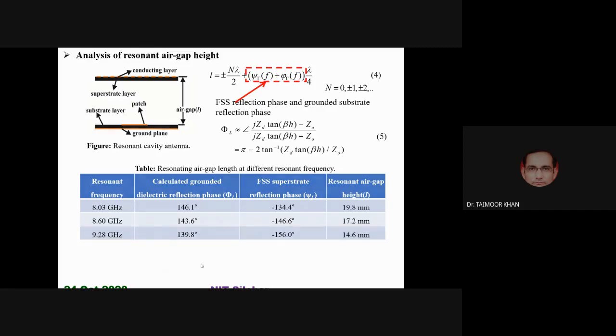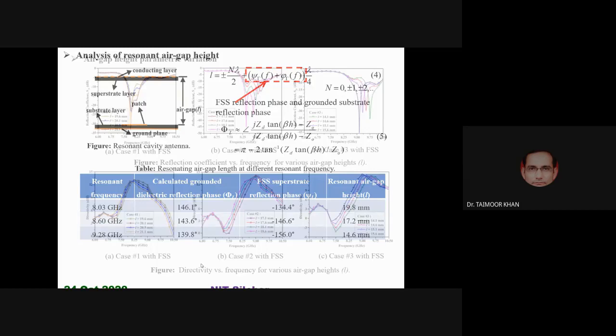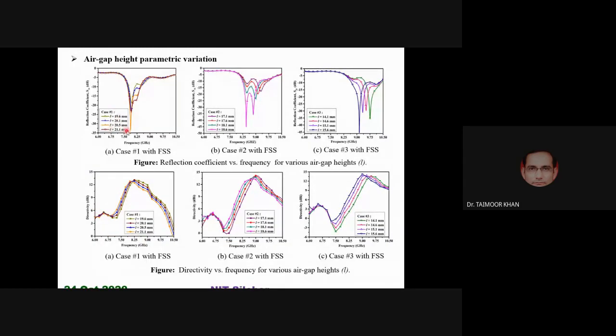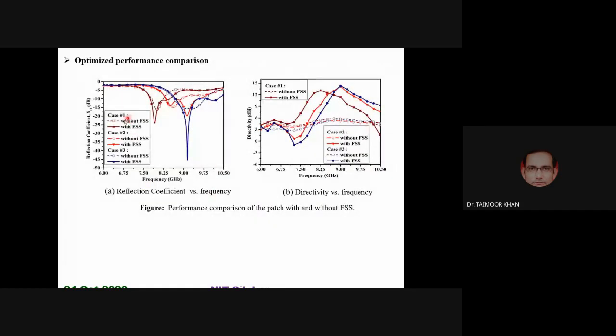Finally, case one, case two, case three: a deep analysis in terms of variations in the length, and the same kind of variation in case one with FSS, case two with FSS, case three with FSS, and ultimately the directivity comparison. Here are the reflection coefficient variations in case one, case two, case three with FSS, and here the directivity comparison. You see how it changes in the three different cases. With and without the FSS surface, you can visualize the reflection coefficient here.